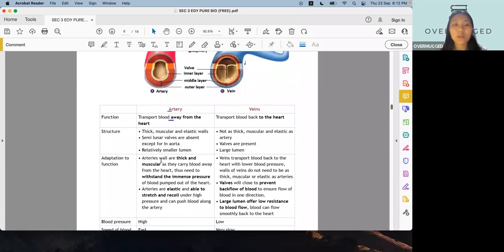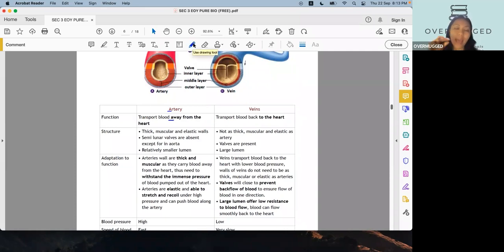Okay, so because of that, the blood pressure in the artery is very high. Therefore, the artery's wall needs to be able to withstand the pressure. Imagine an artery wall that cannot withstand the high pressure. It will just snap. That's very scary, right? So therefore, the artery wall is thick and muscular to withstand the immense pressure.